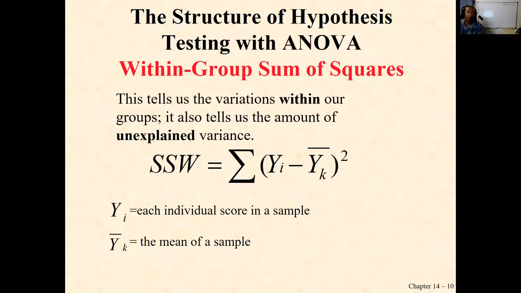Okay. Now, if you're doing it this way, you're going to take the sum of the y with subscript i, which means each individual score in the sample. So you take each individual score in the sample, and you subtract it by the mean of that sample, which is y with a line over it, subscript k. We already talked about that. So you do that in parentheses, then you square that number up, okay?